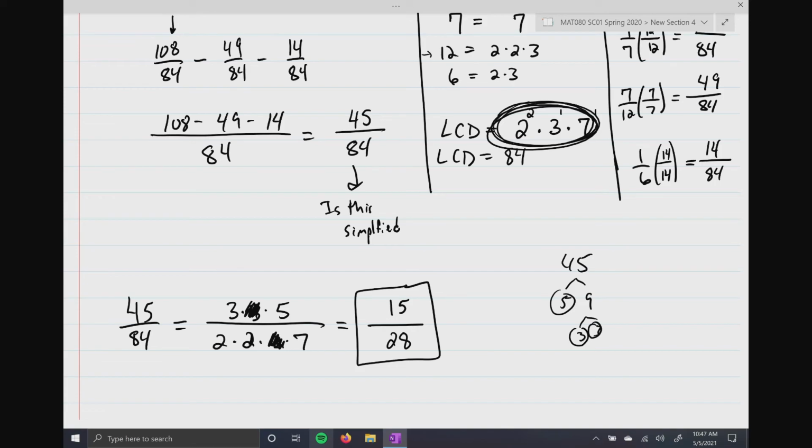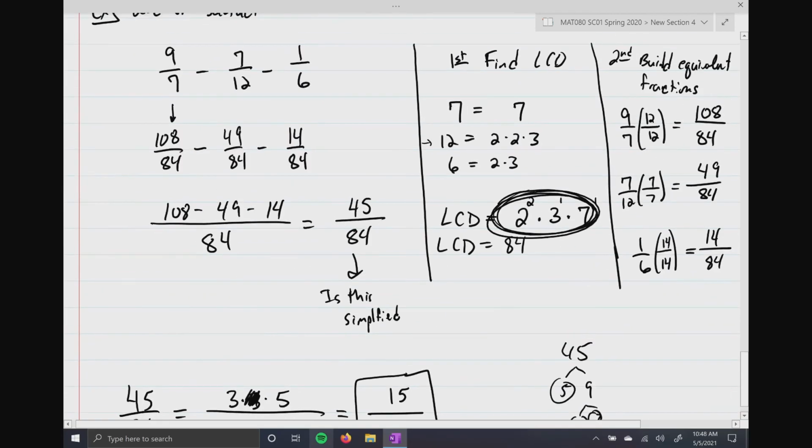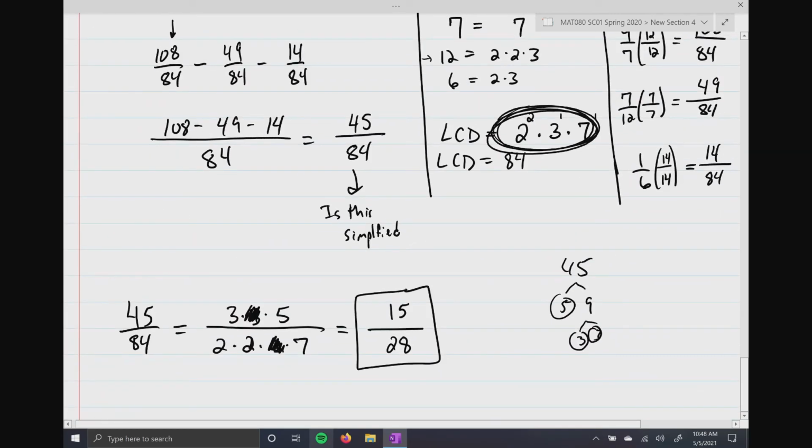So, for example, real quick, which one did we just do? Was it this one? 9 over 7 minus 7 twelfths. Oh, plus 1/6. All right, well, we're going to get the wrong answer anyways. It doesn't matter. Even though it's going to be a different answer, that's fine. All right? Watch what happens here. That was problem 19, just so you know.